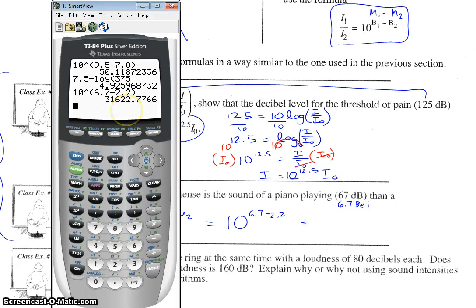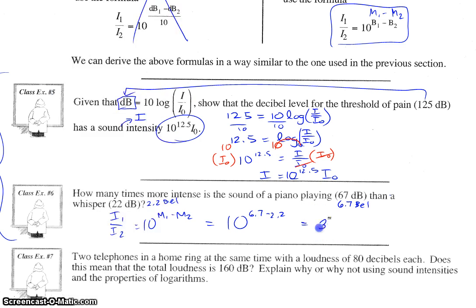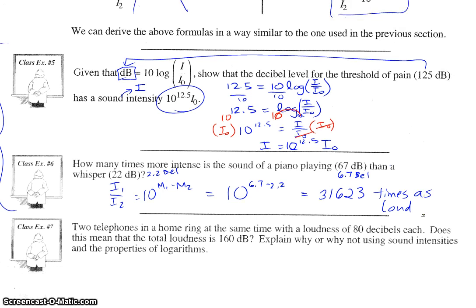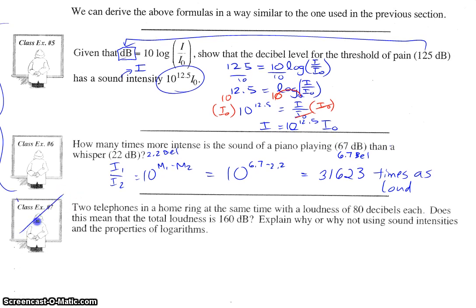Okay, pretty significant difference. It seems we got 31,622, so it's about 31,623 times as loud. Wow, that's significant, isn't it? Playing the piano versus whispering. Holy cow.